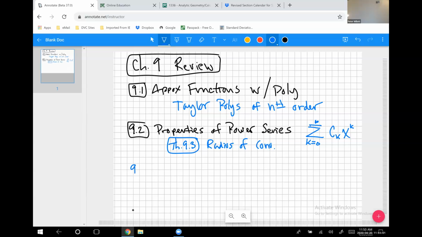So then in 9.3, we combined these two together. We went back to the idea of a Taylor polynomial, and then we allowed the degree, the nth order of the Taylor polynomial, to go to infinity, and then we had an infinite degree Taylor polynomial, which is therefore obviously then a power series, which is an infinite degree polynomial, and that gave us a Taylor series.